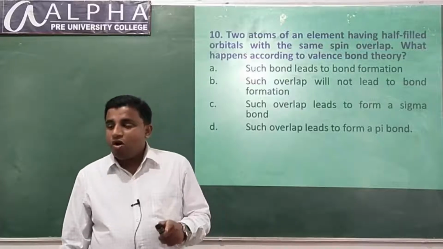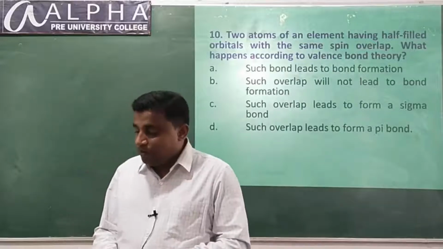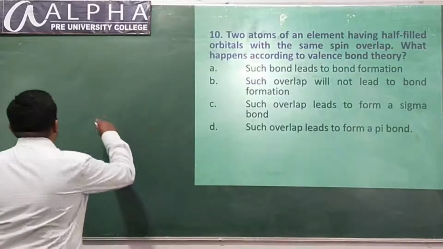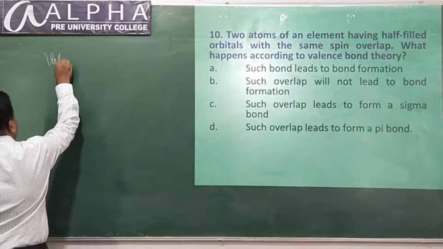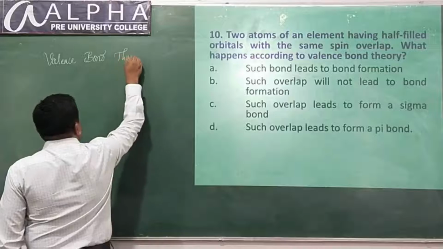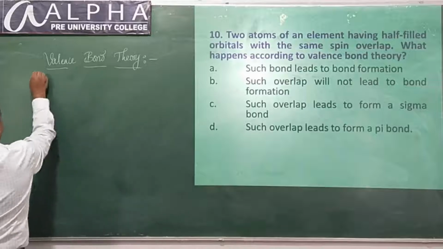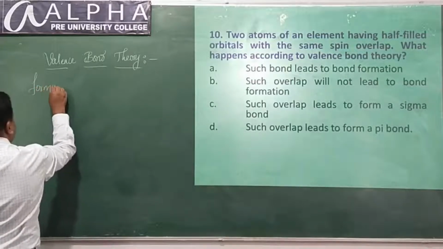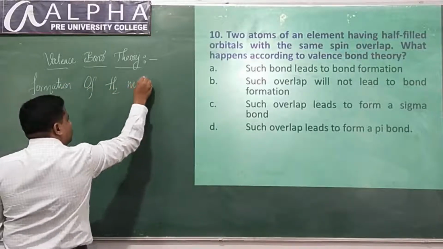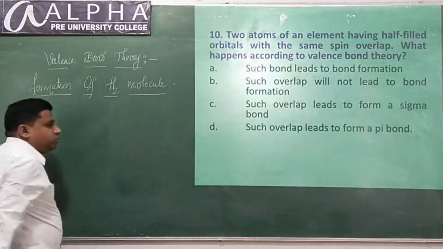Hope you have understood the question. Two atoms of an element having half-filled orbitals with the same spin. The key is the same spin. See students, according to valency bond theory, let me explain this. If I consider the formation of the hydrogen molecule, H2 molecule, let us consider its formation.